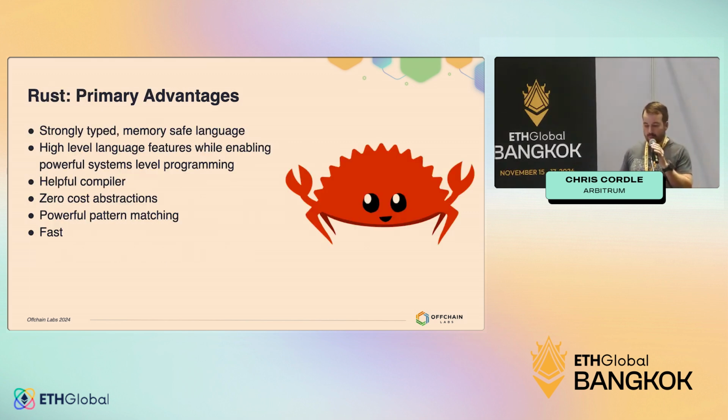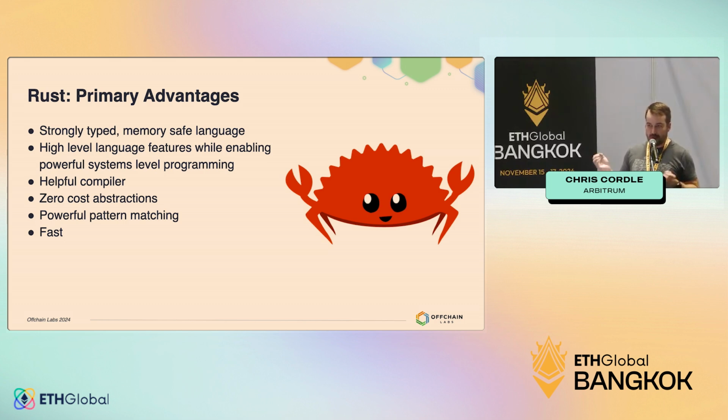Okay, so again, Rust's primary advantage over some other languages is that it's a very strongly typed language. It's memory safe. It's got a lot of high-level language features, so it feels more like a modern language like Java or C#, but it still remains a systems-level language, so it runs close to the speed of C or C++. So it's very fast, it's very efficient. So Rust has been growing rapidly over the past few years for those reasons.